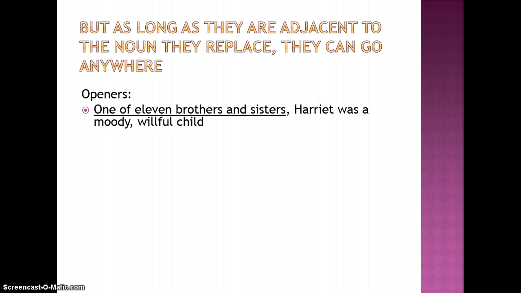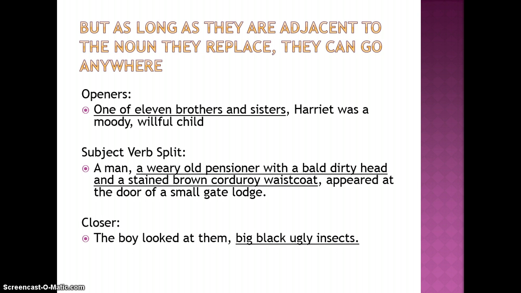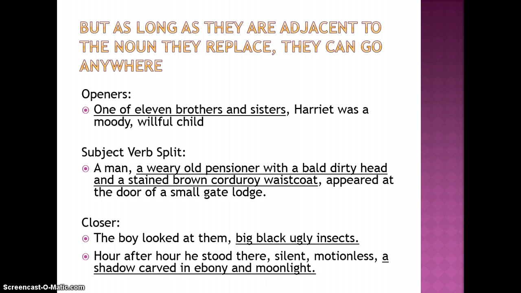You can have openers, appositives: One of 11 brothers and sisters, comma, Harriet was a moody, willful child. You can have a subject-verb split, put in the middle of your sentence: A man, comma, a weary old pensioner with a bald, dirty head and a stained brown corduroy waistcoat, comma, appeared at the door of a small gate lodge. Notice how we're replacing man in that one, and in the one above, we're replacing Harriet. Or you could have it at the end of your sentence: The boy looked at them, comma, big, black, ugly insects. Now, I like this sentence especially because it's unclear before we get to the appositives just exactly what them is.